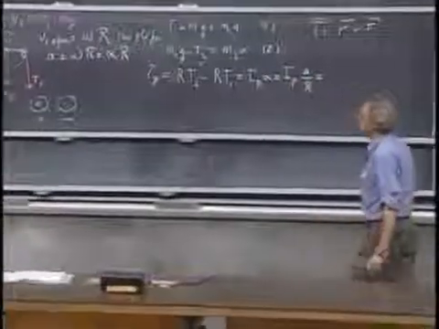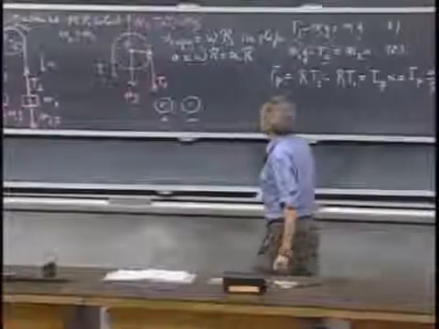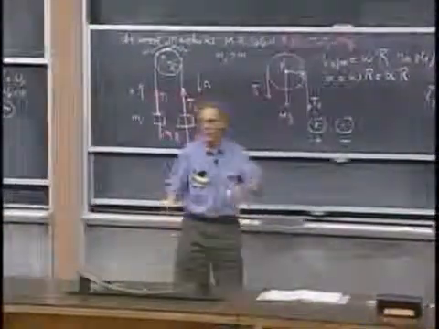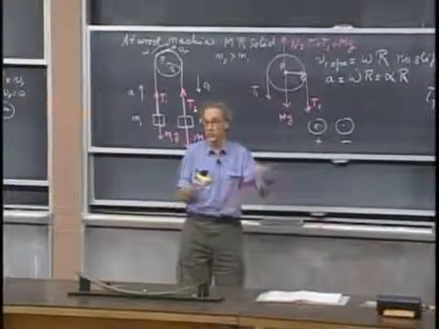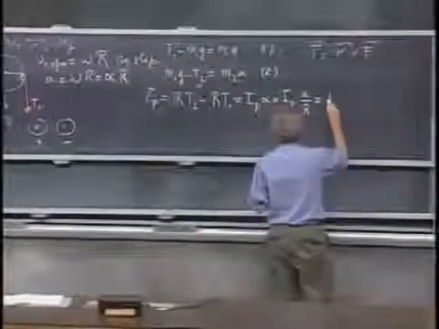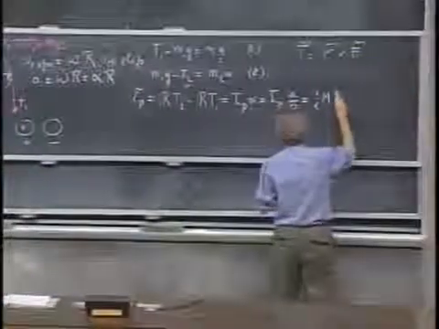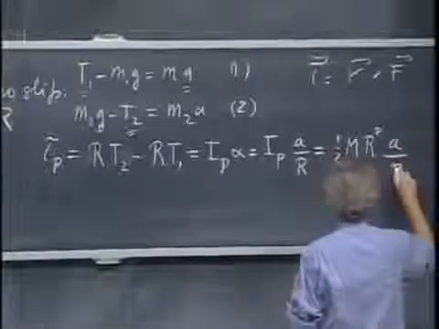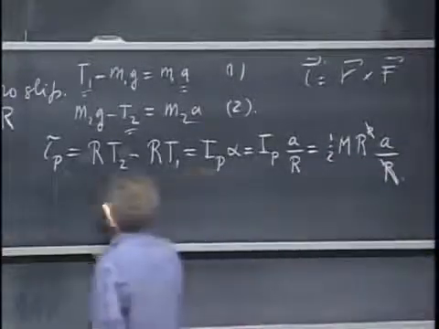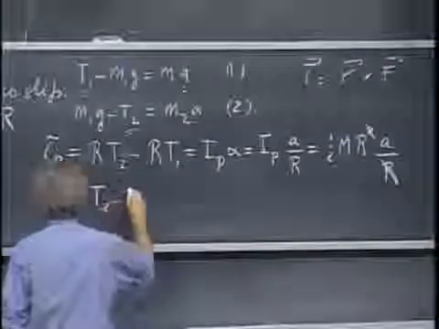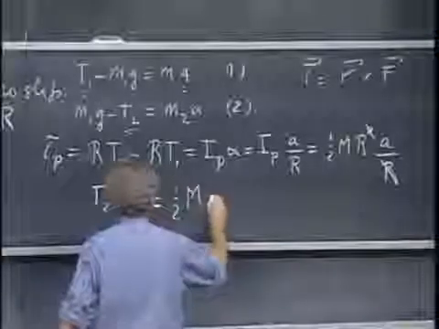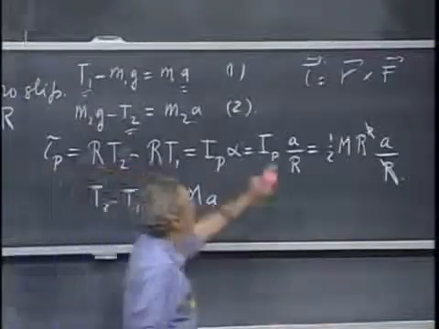But since it is a rotating disk, which is rotating about its center of mass, I know the moment of inertia. I looked that up. If you need it during your exam, you will find that in the exam. That is 1/2 m r squared, 1/2 m r squared times A divided by R, and I lose one r. And so I find then that T2 minus T1 equals 1/2 ma. Notice I also lose my second r.